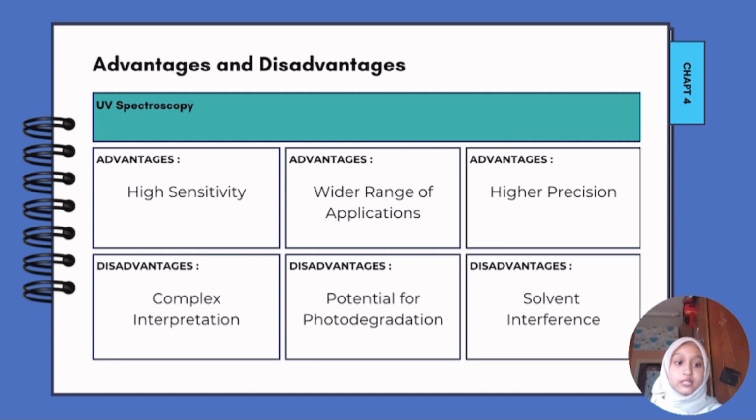And the first disadvantage is complex interpretation. The spectra obtained can be complex and require advanced knowledge and experience to interpret accurately, especially when dealing with mixtures of compounds with overlapping absorption spans. And the second disadvantage is potential for photodegradation. Samples that are sensitive to UV light may degrade during analysis, potentially altering the result. And the last disadvantage is solvent interference. Many solvents absorb in the UV region, which can interfere with the measurement of the sample if not chosen carefully.